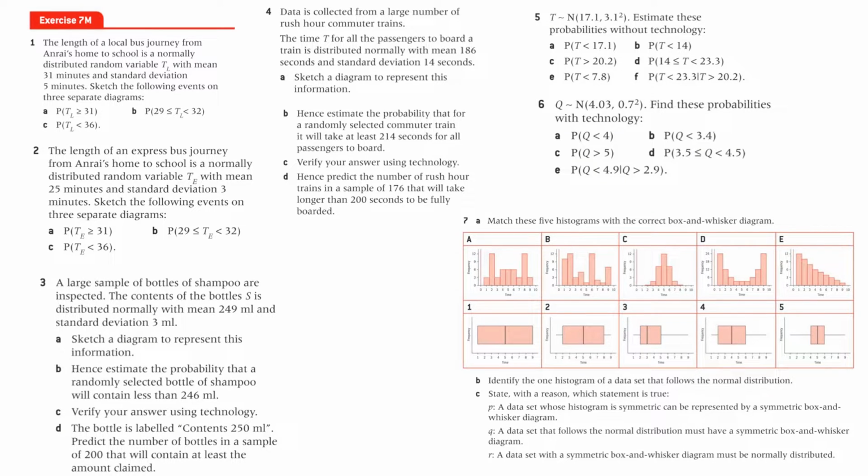These are normal distribution questions, problems from the Oxford IB Applications and Interpretation SL textbook. It's chapter 7 on normal distribution and it's exercise 7M. Okay, so we're going to go through these. This particular video covers questions 1, 2 and 3, and the next video will cover 4, 5, 6 and 7.